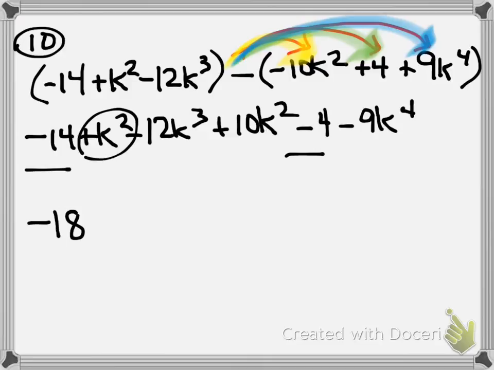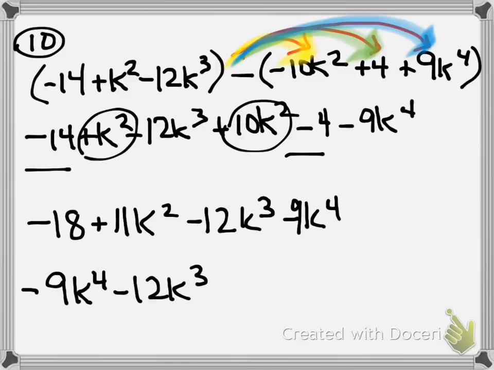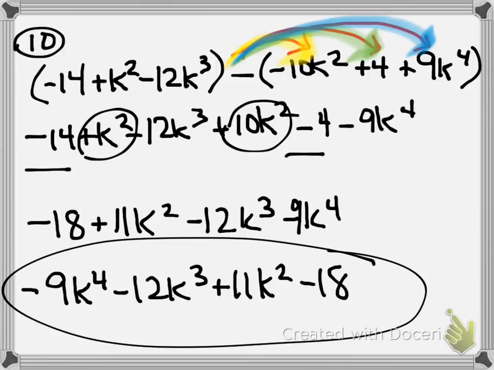I have two of these with a k squared, a 1 and a 10. It's an 11. There's only the 1k cubed and only the 1k to the fourth. So they're just going to come on down. You need to rewrite these in the proper order. Start with your largest exponent. And there's your final answer on that one. That's A. So number 10 is A.